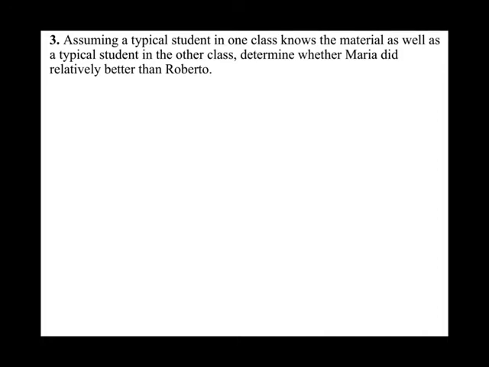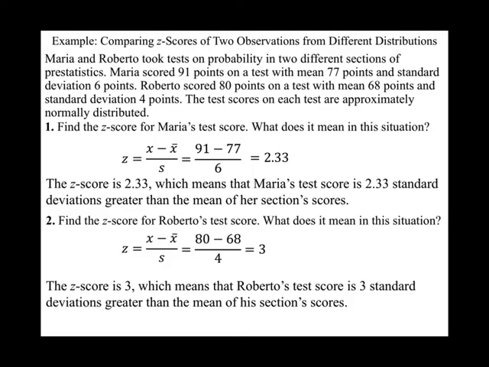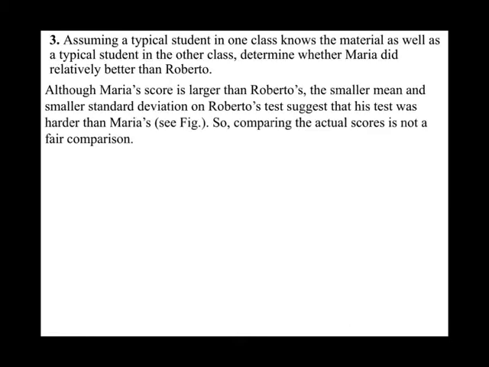Okay, number 3. Assuming a typical student in one class knows the materials as well as a typical student in the other class, determine whether Maria did relatively better than Roberto. So we know Maria's test score is 91, but Roberto only got 80. If you only compare the numbers, you're going to say, hey, Maria did better than Roberto, right? But these are two different tests. They have a different mean and different standard deviation. So we can't just compare the test scores.